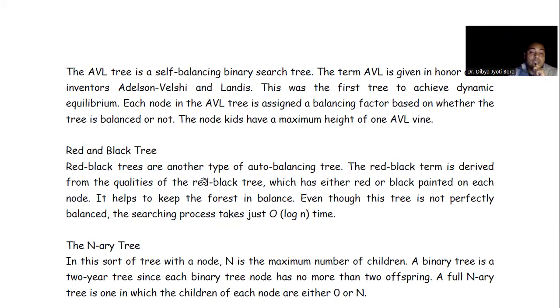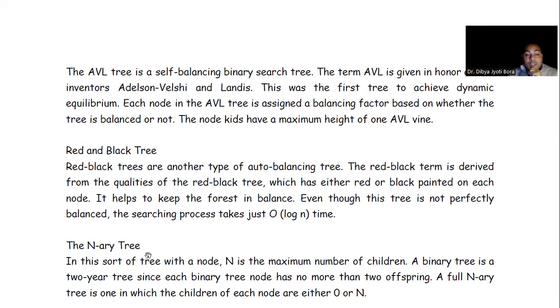Then the red-black tree is another type of self-balancing tree. The red-black term comes from the quality of the red-black tree, which has either red or black color painted on each node. It helps to keep the tree in balance. Even though this tree is not perfectly balanced, the searching process takes just O(log n) time.